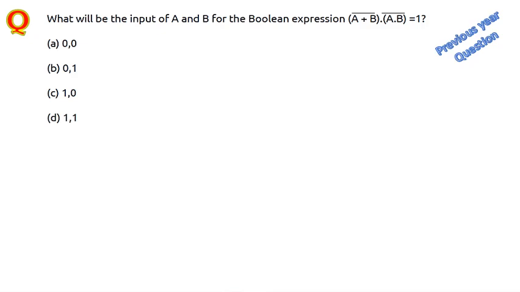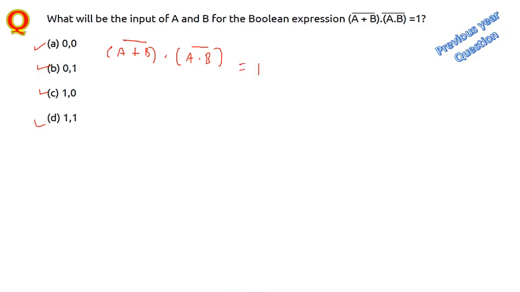For the first one, I just substitute the values. The expression here is (A plus B) whole bar, dot, (A dot B) whole bar. So if you substitute 0,0, 0,1, 1,0 or 1,1 directly into this expression, you have to find the answer which should be equal to 1. First I take 0,0 only.